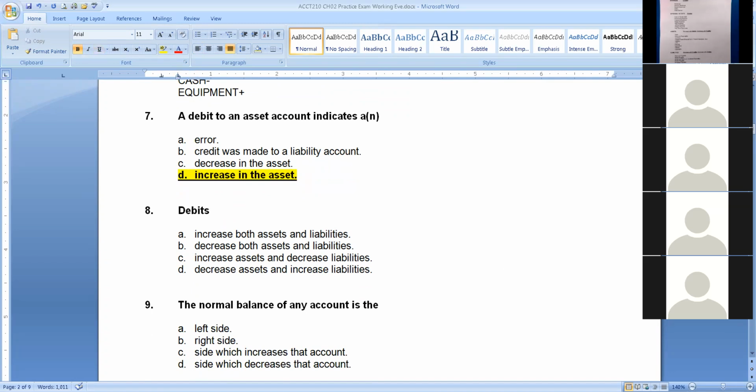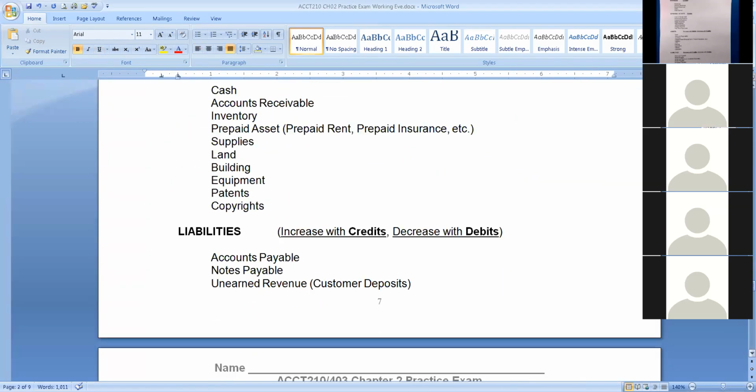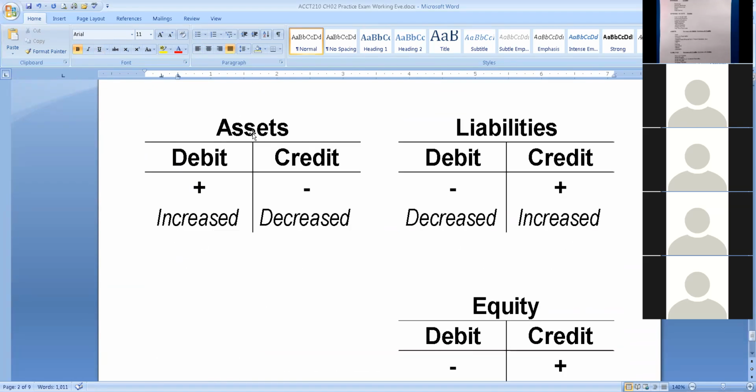Okay, this goes into assets and liabilities. Let's go down to the big kooky one here. Debits increase assets. I gotta change this. This is a picture. It inserts as a picture. I want to be able to highlight it and stuff.